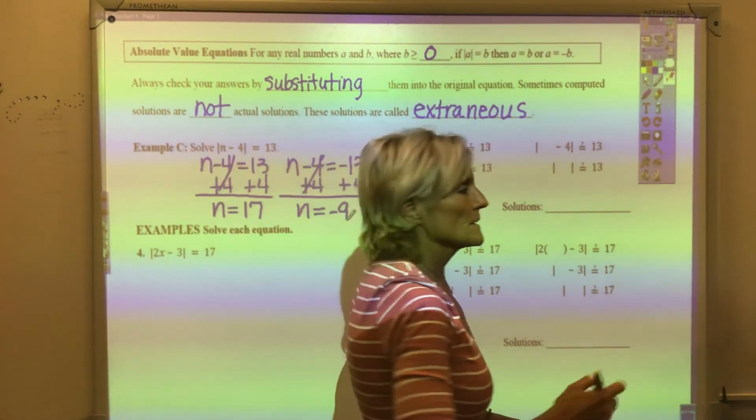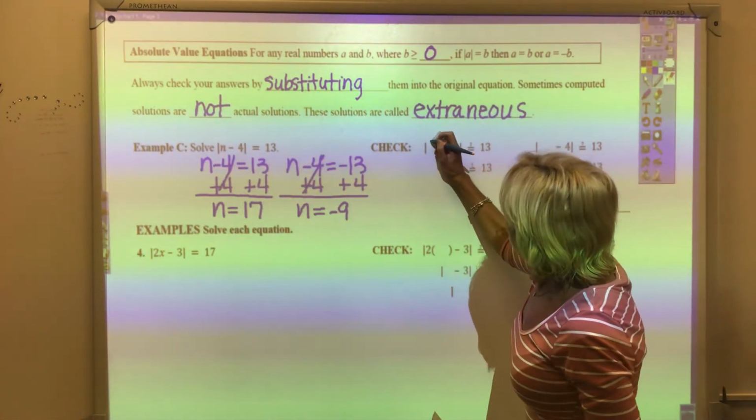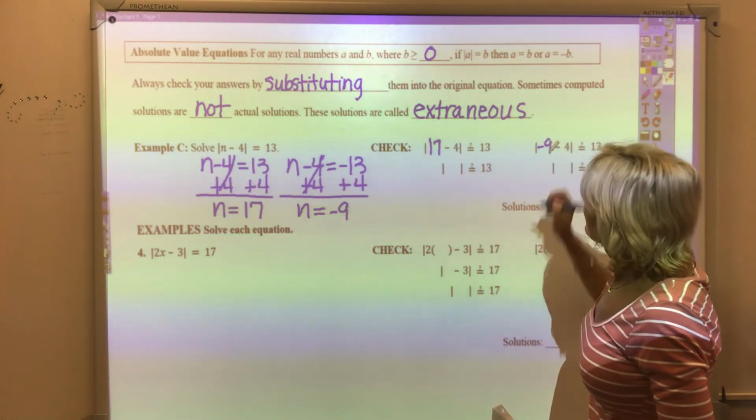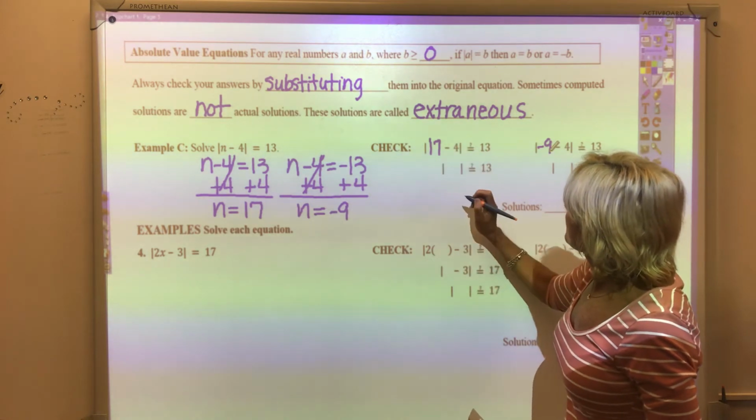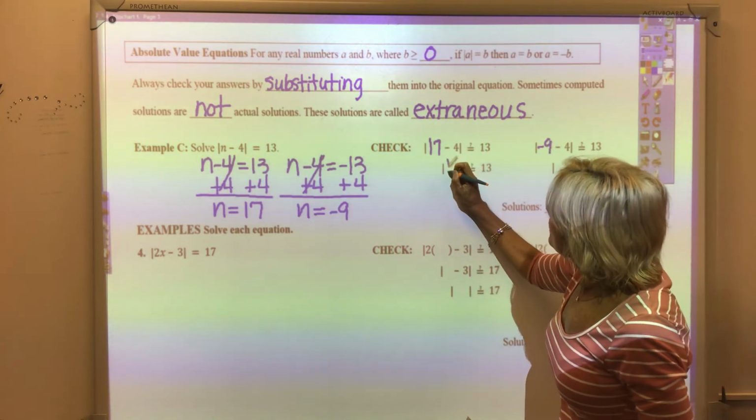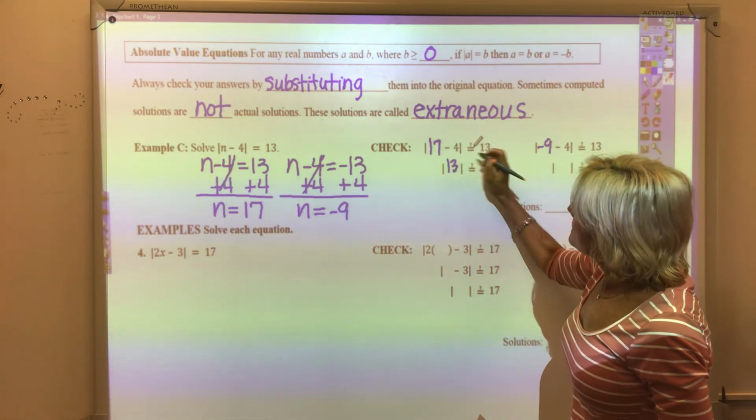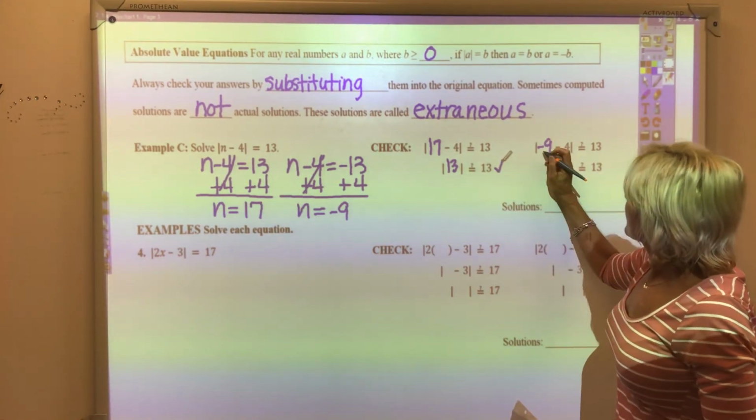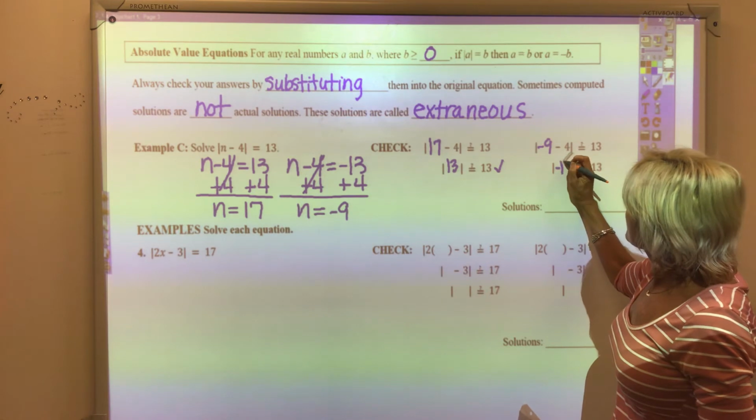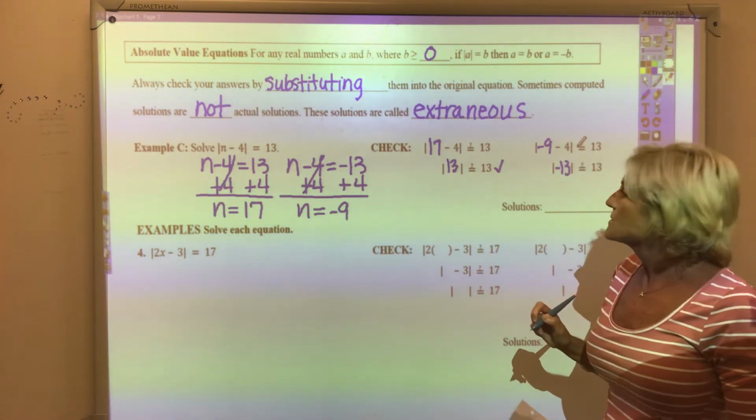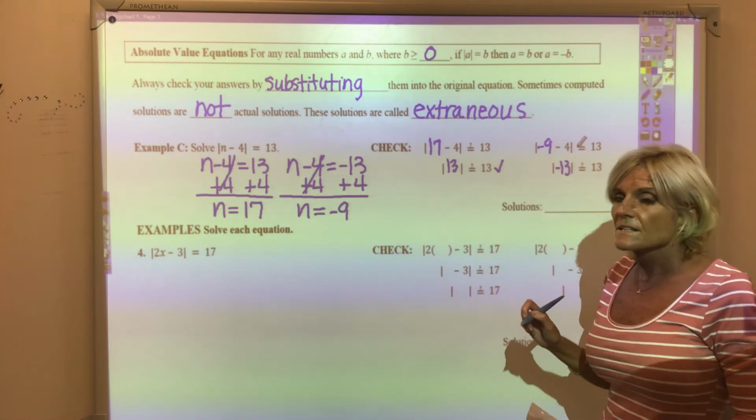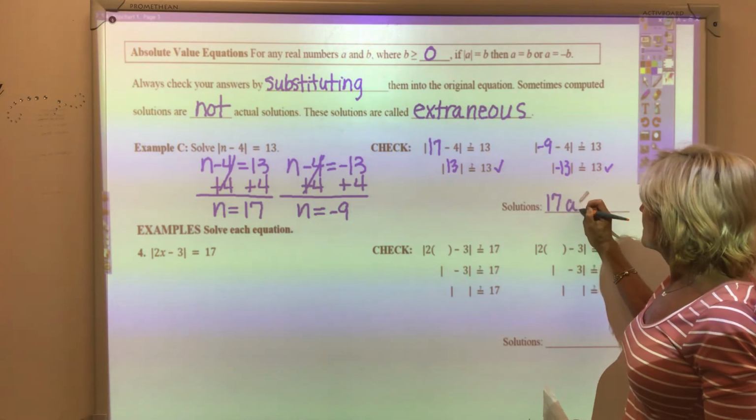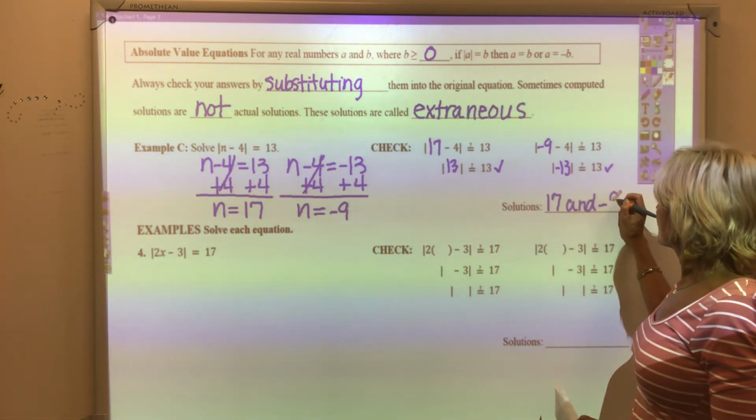And then what we do is we substitute in a 17 and a -9. 17 minus 4 is equal to 13. Is the absolute value of 13 equal to 13? Yes, it is. -9 minus 4 is -13. Is the absolute value of -13 13? And yes, it is. So our solutions are 17 and -9.